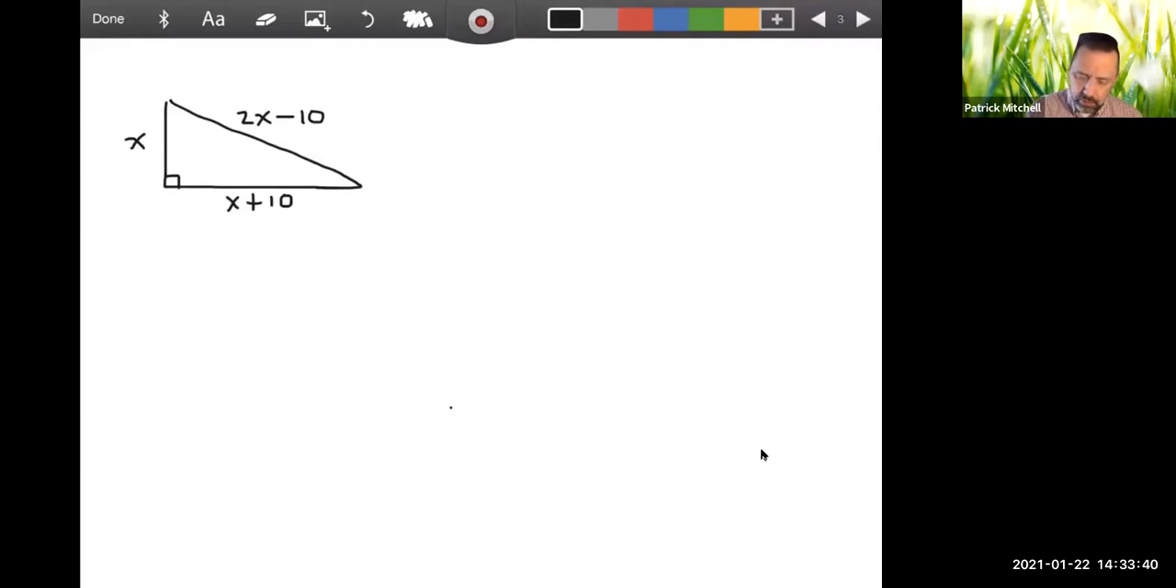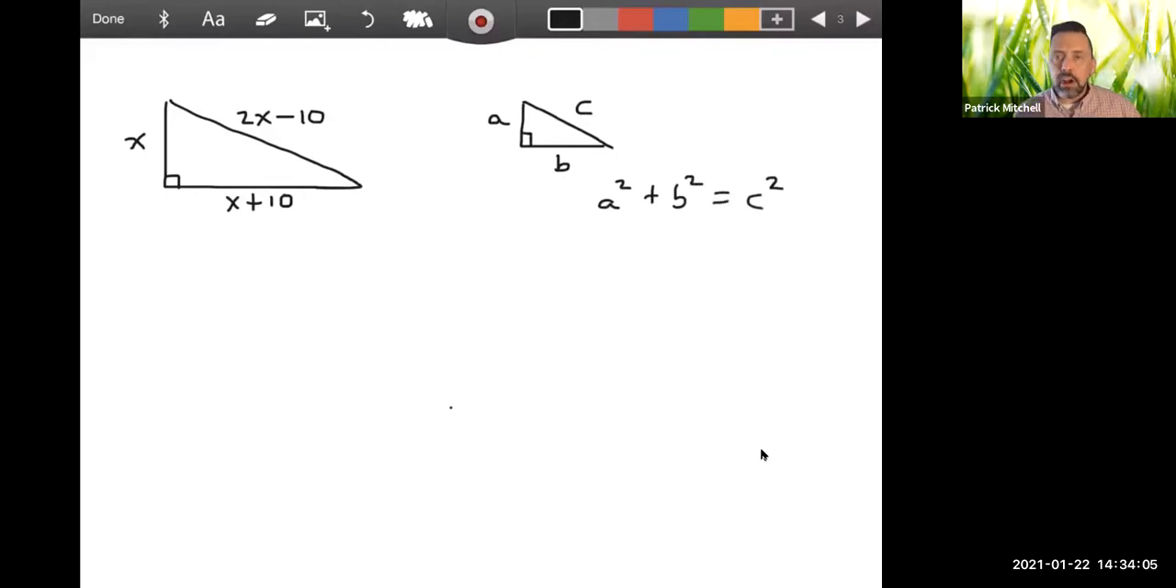So when I start drawing this little picture, I can probably trigger something if I start labeling these sides A, B, C. All right, you know what I'm thinking about? I'm thinking about the Pythagorean theorem, the thing that says a squared plus b squared equals c squared. That only works for right triangles. All right, and that's how we're going to find x.